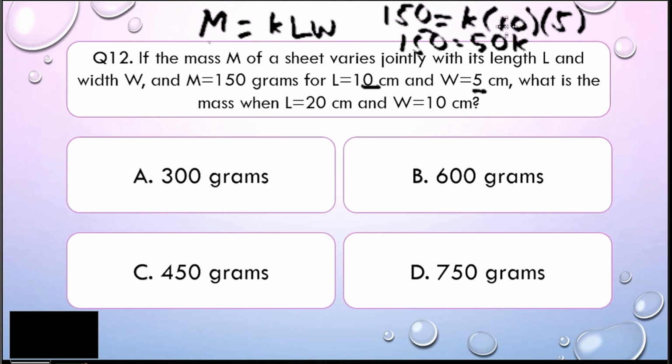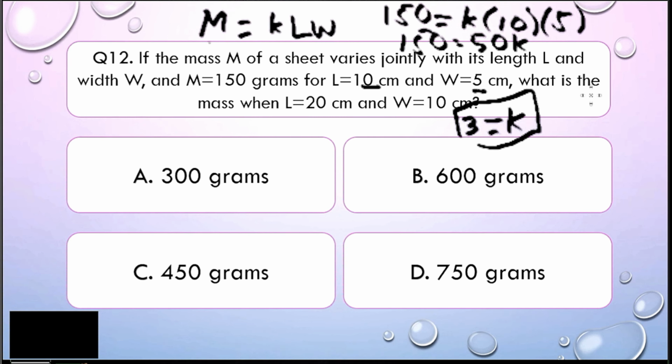By dividing both sides by 50 in order for it to be cancelled, when we divide 50 by 50, we only have the value K. And 150 divided by 50, that would give us 3. So therefore, our constant of variation is 3. But that is not the question that we are answering.